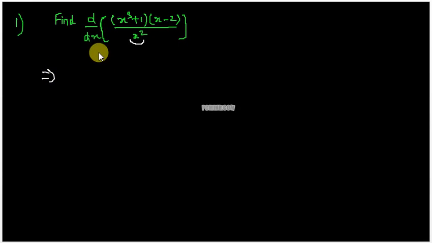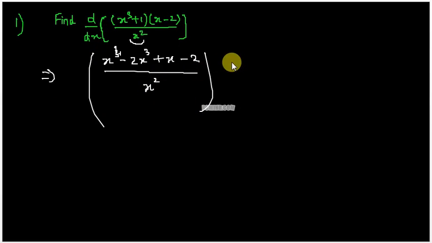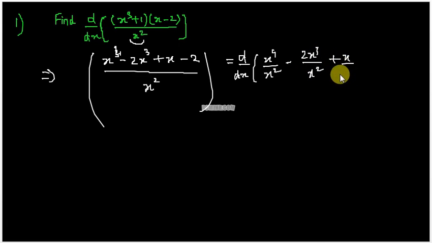We would write it as, first we'll open the bracket in the numerator, so we get x to the power 4 minus 2x cube plus x minus 2, and this upon x square. Now to find the derivative of this, we would just separate all the terms. So that means we want to evaluate d/dx of x to the power 4 upon x square minus 2x cube upon x square plus x upon x square and minus 2 upon x square. So we have separated all the terms, and now you can easily use the sum rule or the difference rule.